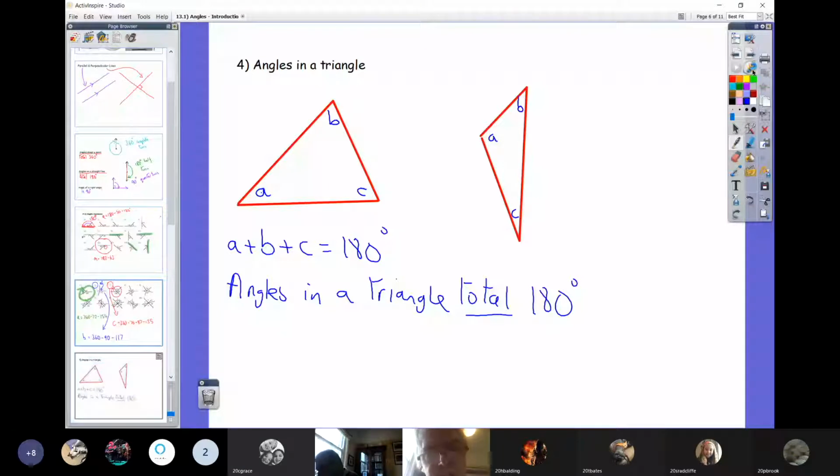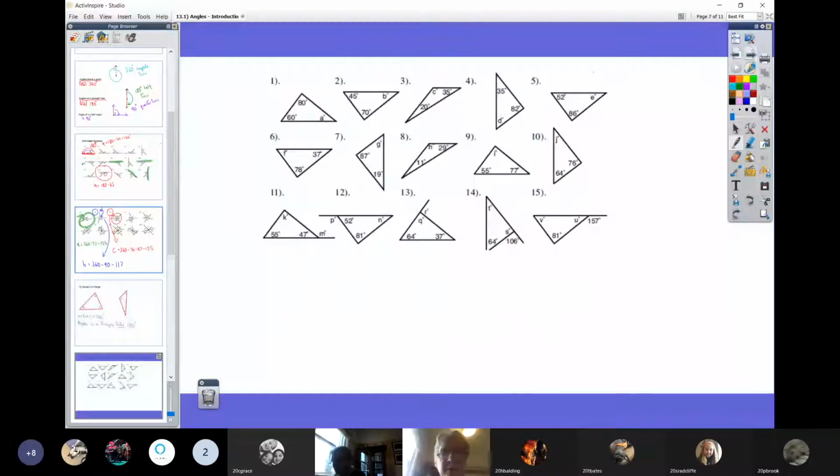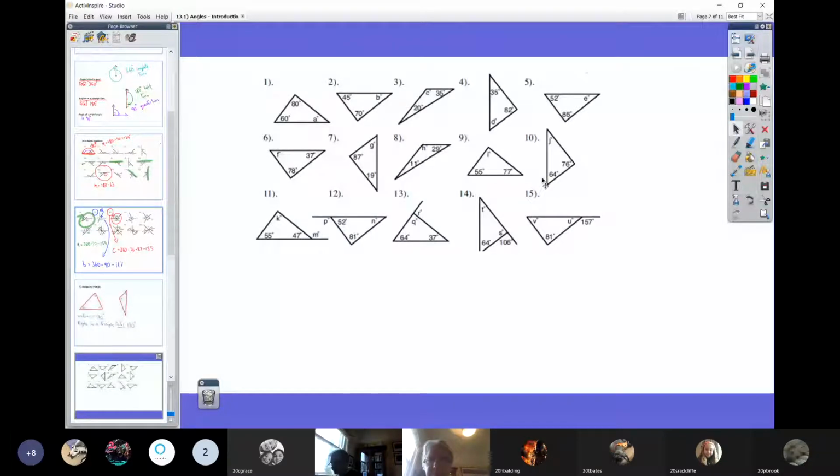The next thing to know is that the angles inside a triangle always total 180 degrees. Those three together will always add up to 180 degrees. So we could get questions like this. I'll just wait for it to move on. I'll just make that a little bit bigger, that's quite hard to see.